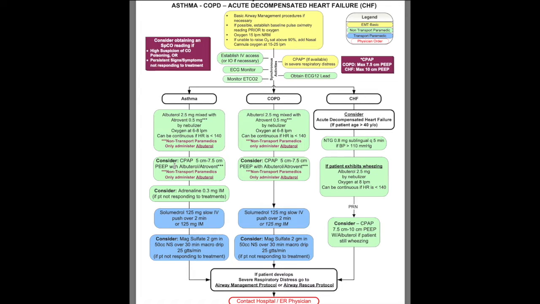Another medication that we can use is magnesium sulfate. Magnesium sulfate is a smooth muscle relaxant. Bronchioles are smooth muscle, so magnesium sulfate works for asthma and respiratory emergencies.